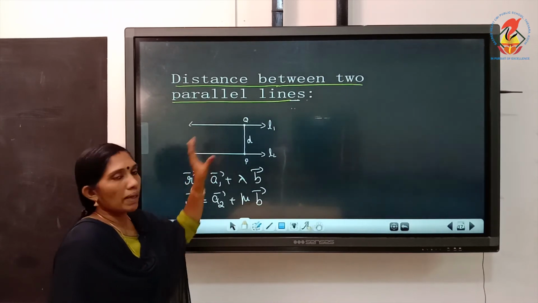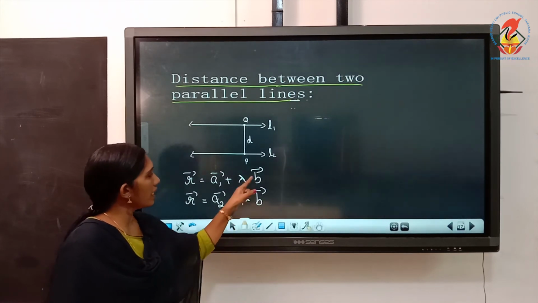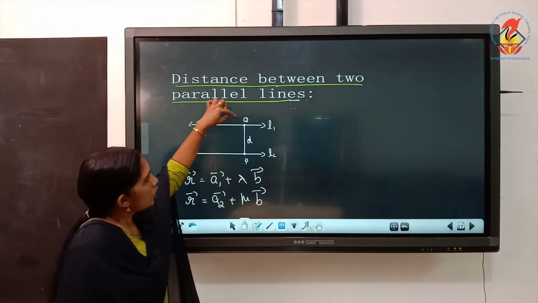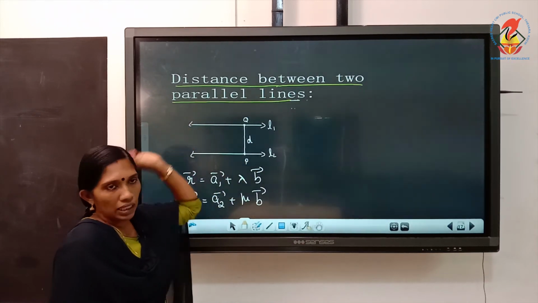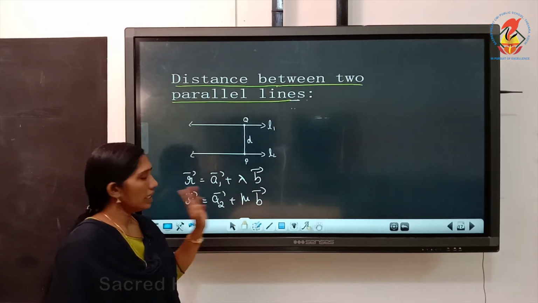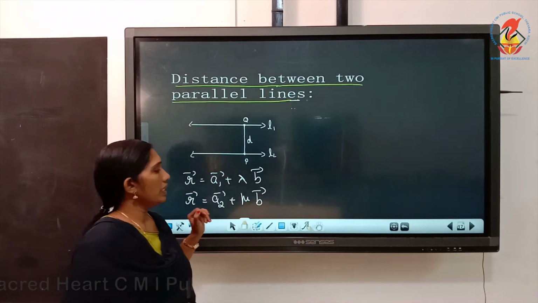These lines are parallel, which means we can take a parallel vector C. That's why I wrote here B and B. If L1 is parallel to B, then L2 is also parallel to B. Here lambda, here mu. Both are real numbers. Now what is the distance between them?